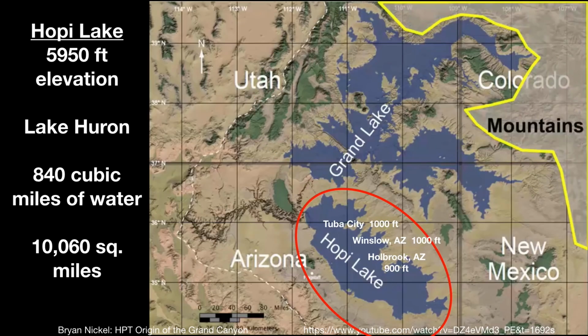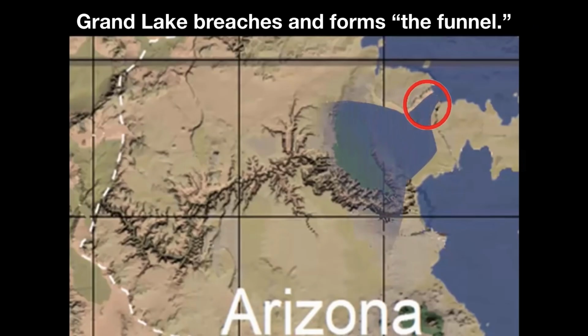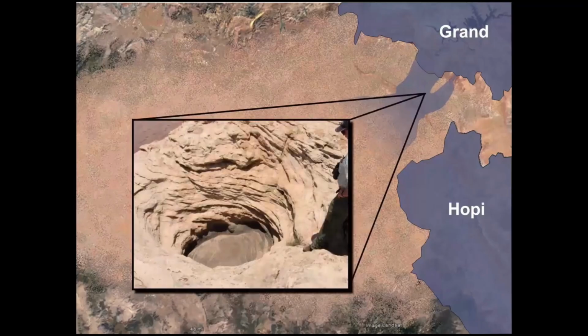And then you go to Hopi Lake, that's about the size of Lake Huron, and that's roughly 1,000 feet deep all the way through there. And so again, that's tremendous potential energy. And once it went over the top in Grand Lake, there's no stopping it. You know, and it's just gushing over there.